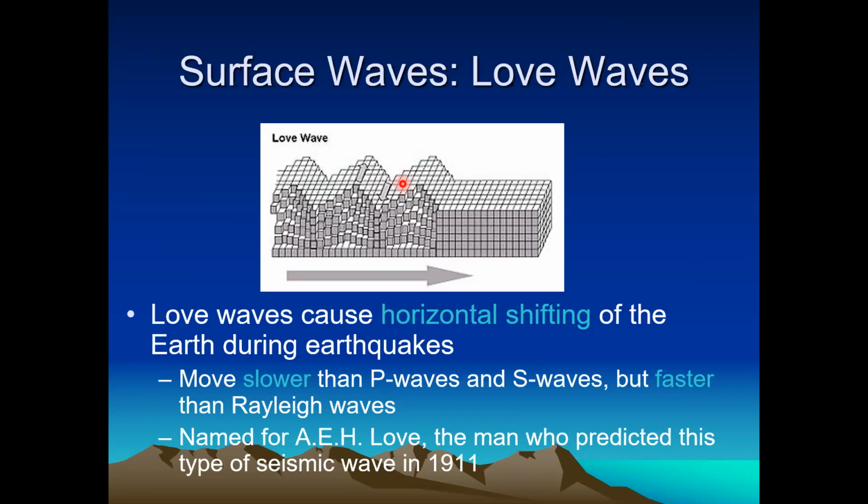They're slower than the P waves and the S waves, but they are faster than the Rayleigh waves. And they're named for A.E.H. Love, who was the man who predicted that type of seismic wave in 1911. So if you've ever seen videos of an earthquake and you see chandeliers moving back and forth, that's the Love wave. Or maybe things have been tossed off shelves, that's the Love wave doing its thing.